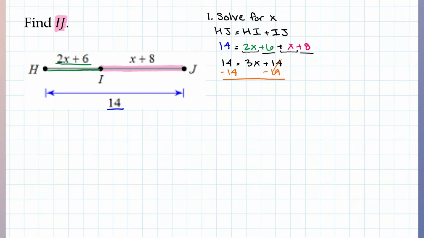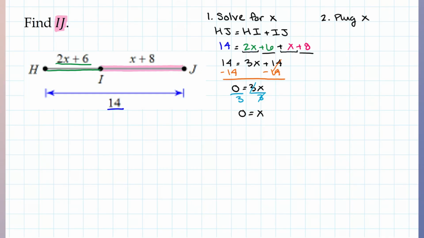At this point, we kind of know our answer is x, but we can keep practicing our inverse operations. We're going to divide by 3. 0 divided by 3 gets us still 0, and so 0 equals x. So that's part one of the problem. We need x in order to be able to find IJ. So part two, we're going to plug x back in to find IJ.